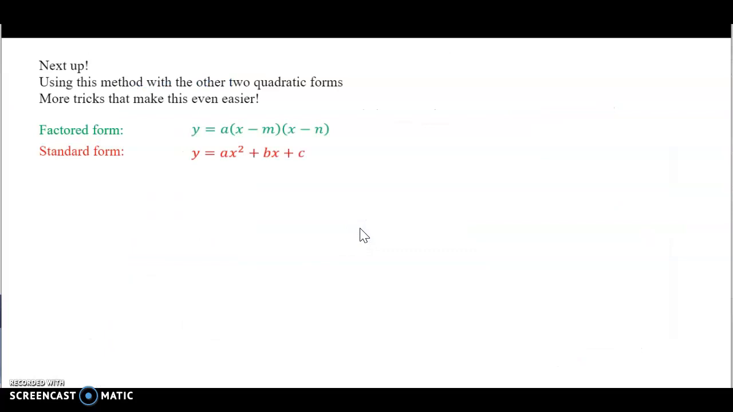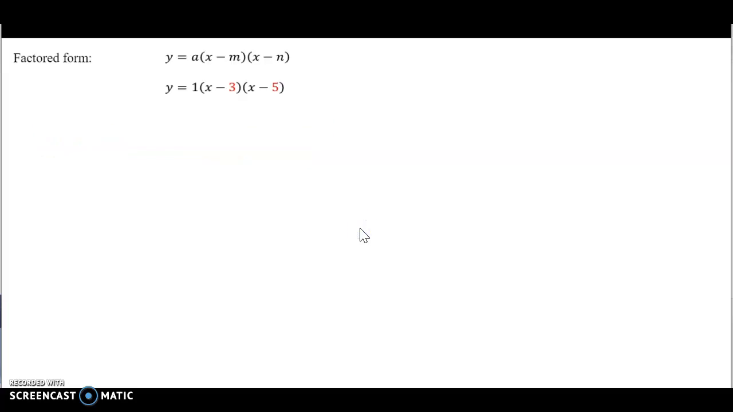Next up, using this method with the other two quadratic forms, how can we modify this when we are dealing with factored form or standard form of the equation? Well, factored form, we do the same thing. We need to start off with the vertex. How do we find the vertex from the factored form? Well, we know the zeros straight away.